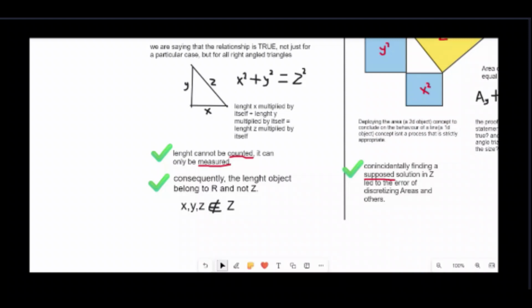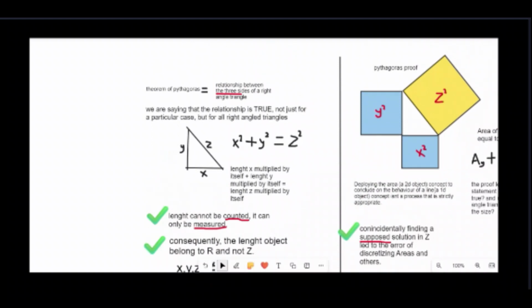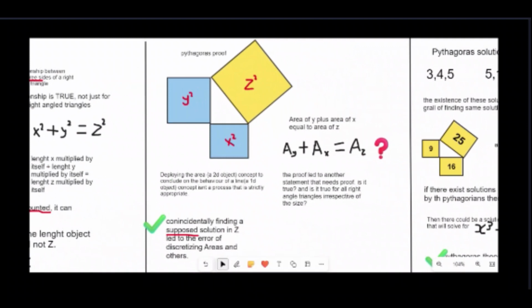As we go on in our explanation, you will see why that is very, very important. We are not dealing with an integer variable. We are dealing with a variable that is continuous, which cannot be counted. Rather, it can only be measured. x, y, and z represent the sides of the right angle triangle, and they are not discrete variables, they are continuous variables. So they do not belong to Z; they belong to the real set.